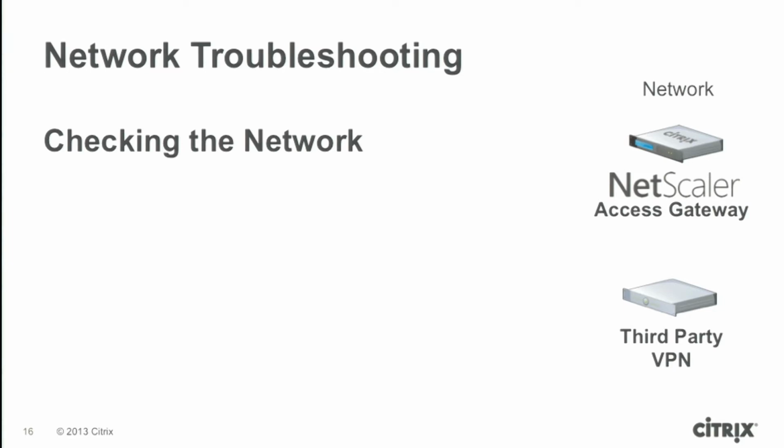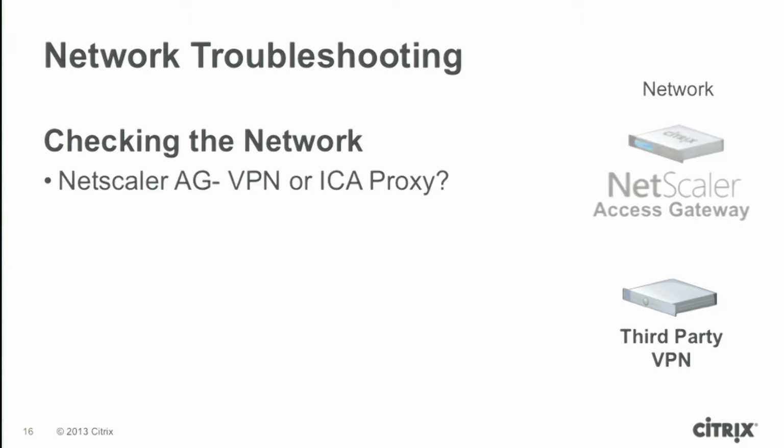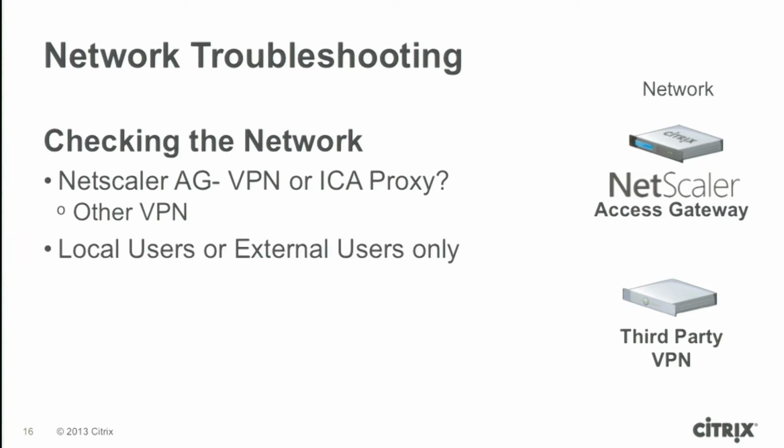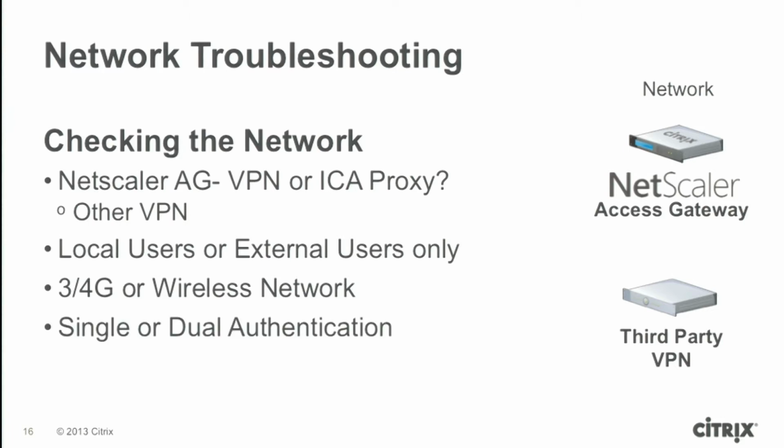So next, we want to check out the network connection. We want to know, is there an access gateway in the mix? And is it an ICA proxy mode or full VPN? Or are you using a third-party VPN? Does the issue occur for both internal and external users? For mobile platforms, it's good to know if it happens for both the 4G and Wi-Fi connections. And since authentication is often done on network devices, we'll want to know if it's single or dual authentication.